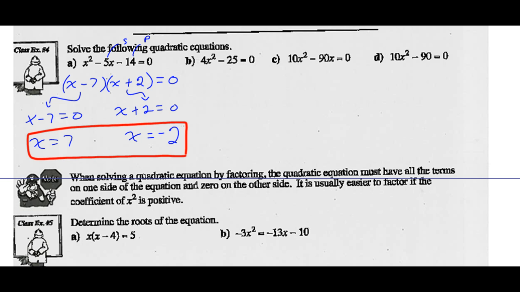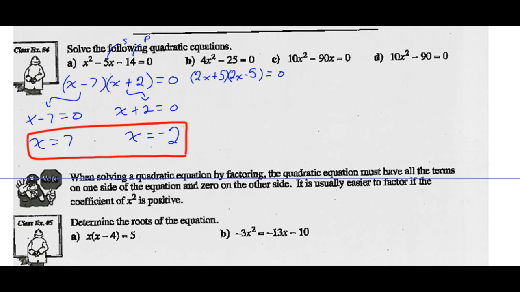Same thing for part B. 4x squared minus 25 is 0. Well, this is a difference of squares. They're both perfect squares, so I'm going to factor using difference of squares. Perfect square root of 4x squared is 2x. That goes in the front of each bracket. Perfect square root of 25 is 5. That goes in the back of each bracket. Make one positive, make one negative.